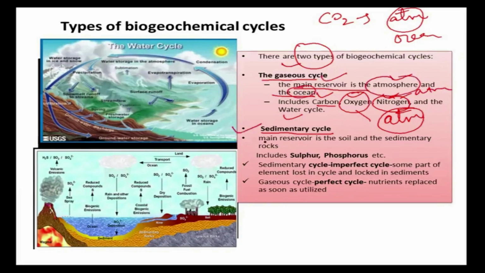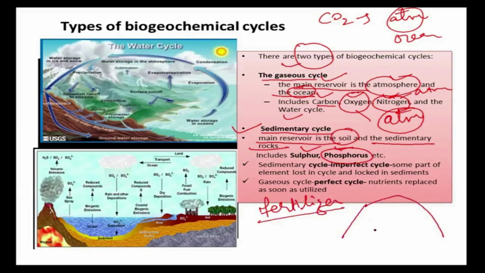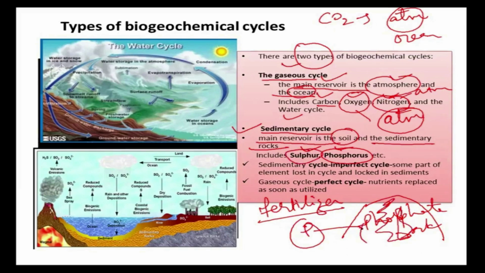And sedimentary cycle means the main reservoir is in the soil and the sedimentary rocks. For example, sulfur and phosphorus. We use phosphorus for the production of fertilizers, but we get this phosphorus from phosphate rocks. We extract phosphorus from these. It means phosphorus is found inside the rocks, and sulfur is also found inside the rock. So that's why they are called the sedimentary cycle, because the rock is made up of different sediments, and inside that sediment these elements are trapped. So sedimentary cycles are called imperfect cycles and gaseous cycles are called perfect cycles.